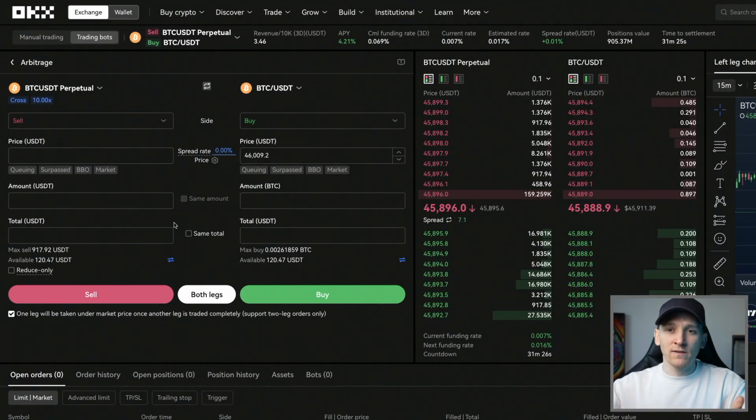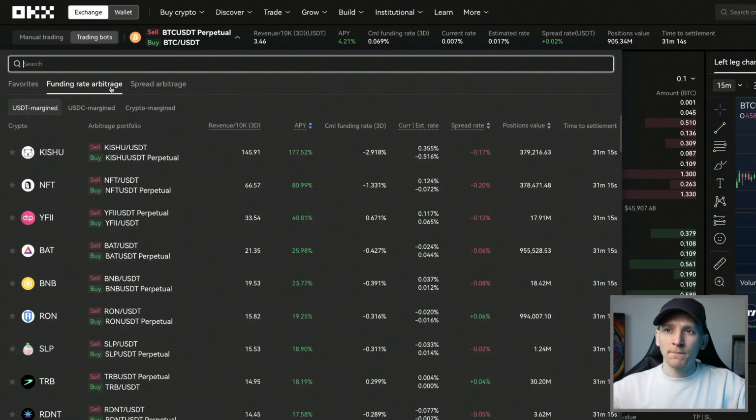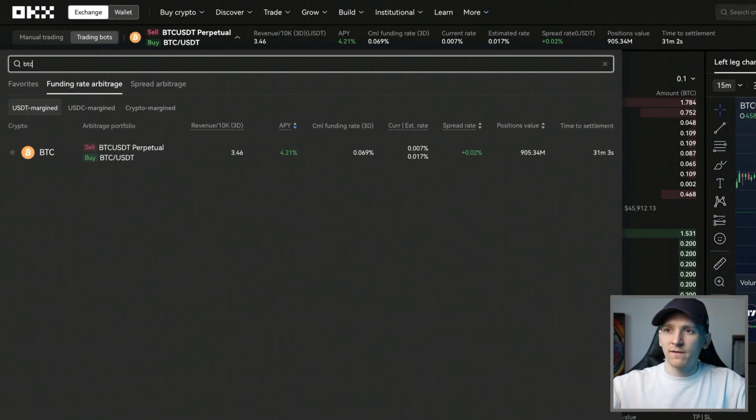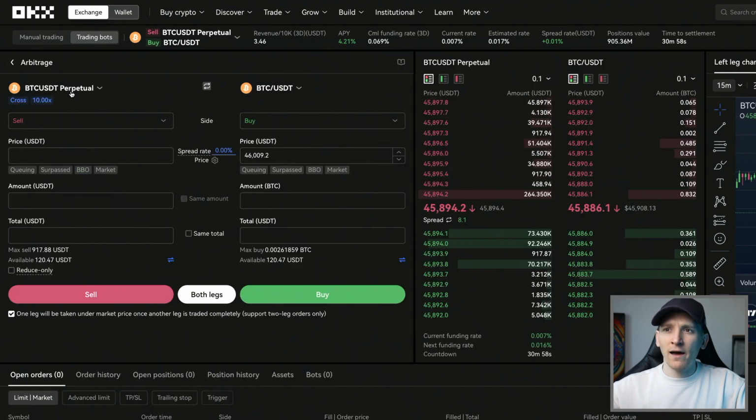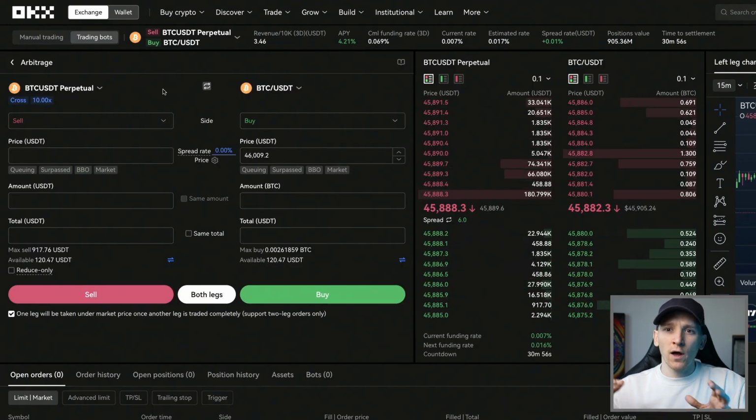I'll show you how to implement this funding rate arbitrage though, because this is the great thing about the OKX platform that I've not seen on other platforms, is that we get both sides of the trade right here, so we can implement them at the same time. Firstly, just make sure you're trading the asset that you want to trade and it is margined in the way that you want. I'm going to be using USDT to margin, but you can use crypto margined if you want, or USDC. So you can just search for the asset that you want to trade here, BTC, this one, funding rate arbitrage.